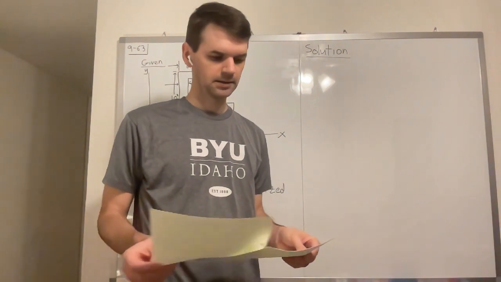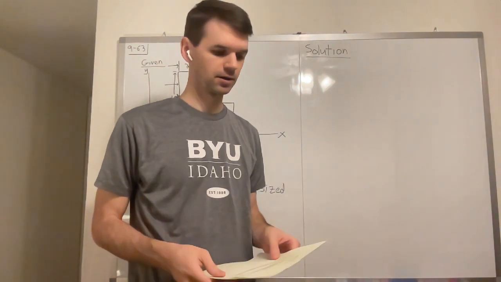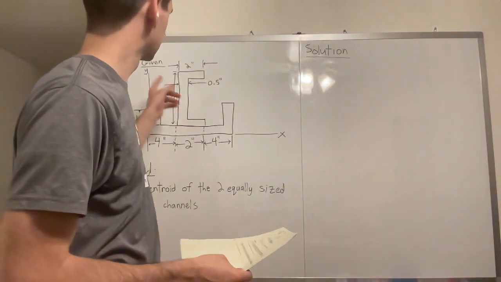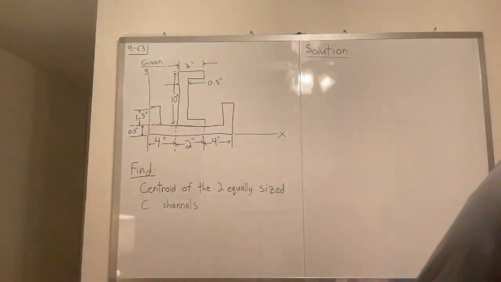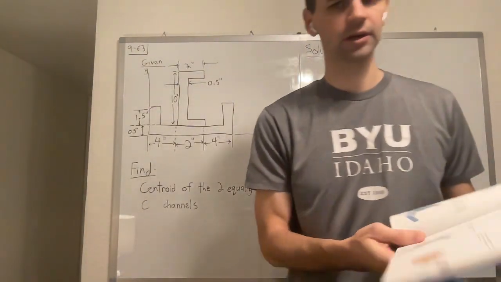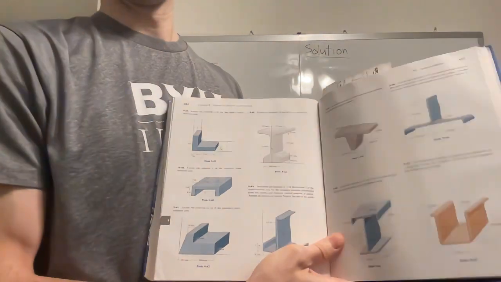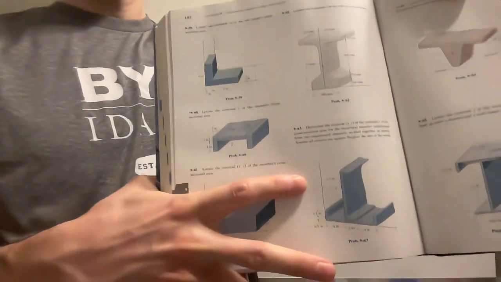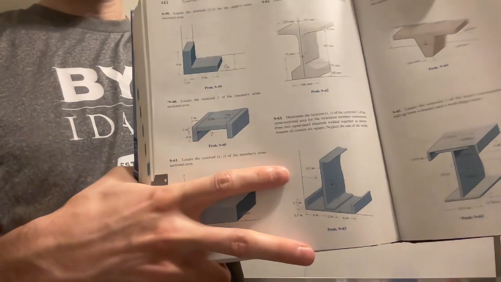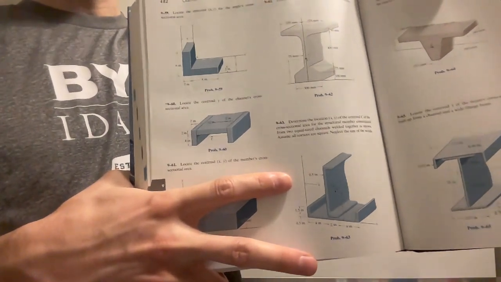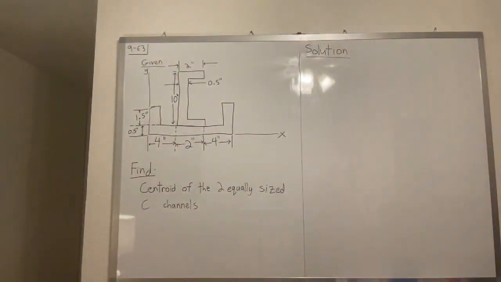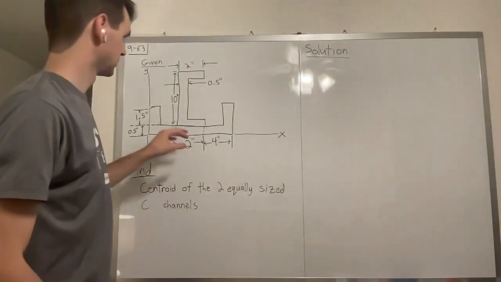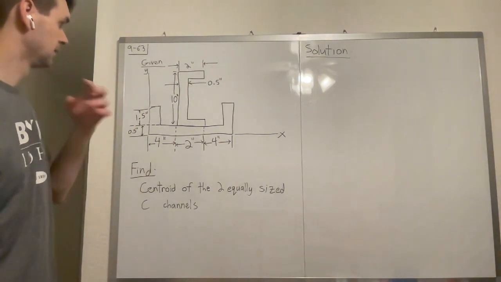So in this problem, problem 9-63 in the 13th edition of the book, the diagram looks something like this, where you get these two C channels resting on top of each other. The C channels are the same shape, so I've redrawn it here.